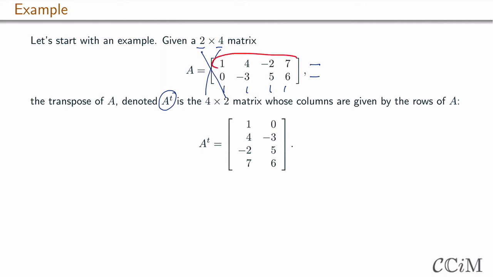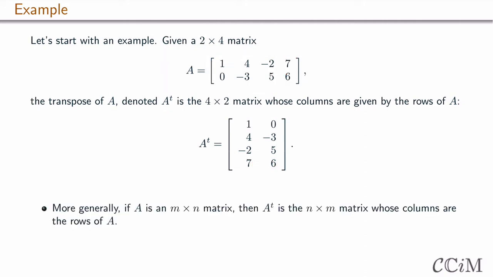So here's the first row of A. That becomes the first column of A transpose. 1, 4, negative 2, 7. And the second row becomes the second column of A transpose.